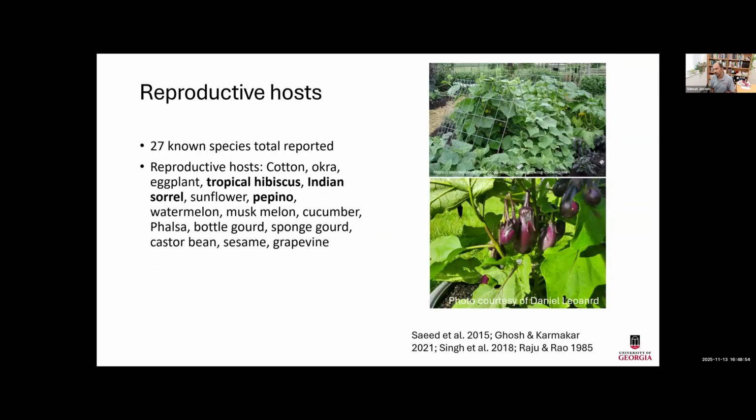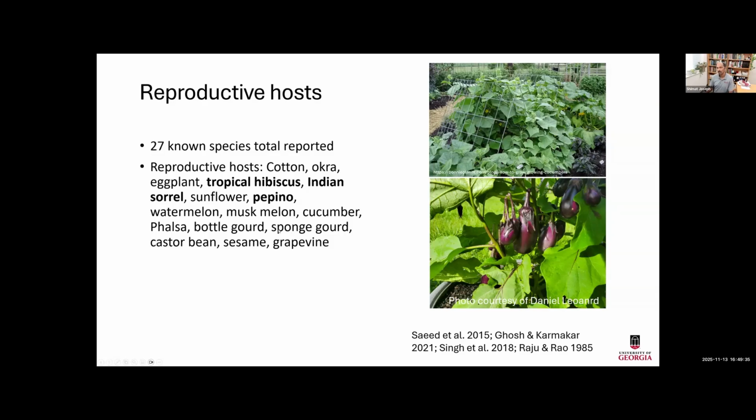Okay. This is a new pest, so we want to know what's going on. So I looked up the literature, and this is what I found. It can be a problem on 27 known species of plants. That is already known. It's primarily the Malvaceae family and Solanaceous family, but it can be other plants too. So these are the major crops that we are seeing: cotton, okra, eggplant, tropical hibiscus, Indian sorrel, sunflower, watermelons in the cucurbitaceae, melons, cucumber, gourds, different kinds of gourd, sesame, and also grapevine.